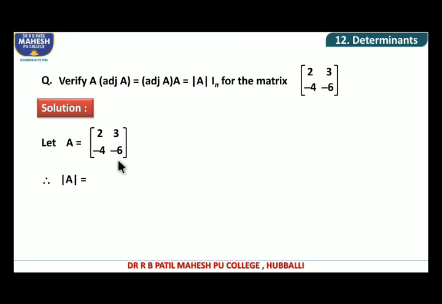Therefore the determinant of A is equal to 2 into minus 6 is minus 12, minus of minus 4 into 3, that is minus of minus 12. So minus 12 plus 12 is equal to what here? That is 0. So this is the value of the determinant of A for the given matrix A. Now let us find A into adjoint of A.